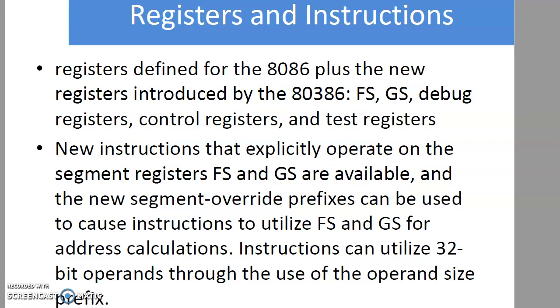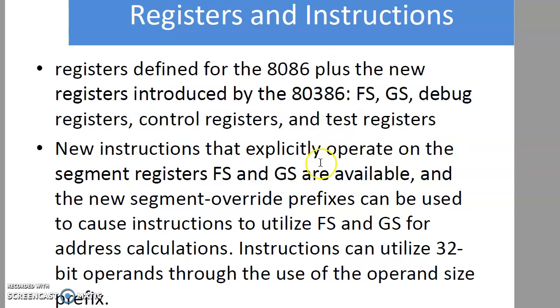Registers and instructions in the virtual 8086 mode. All the registers defined by the 8086 are available in the virtual 86 mode. That is the 16-bit registers AX, BX, CX, DX, SI, DI, SP, BP. All those 16-bit registers of 8086 are available, plus the new registers introduced by the 80386 like FS, GS, debug registers, control registers and test registers. They are also available in virtual 8086 mode.